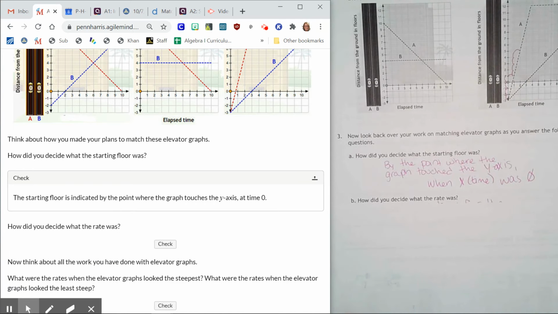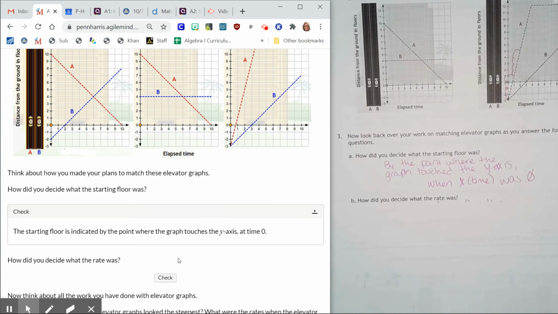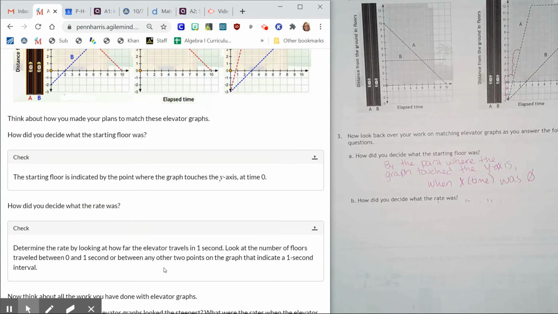The second question, guys, was how did we decide what the rate was? Okay, well, remember, I sat and I counted. I knew in 1 second, here's my 1 second, one space on the graph, it went up 1 floor before it was 1 second over. So we looked at the rise of the graph. They say we determined the rate by looking at how far the elevator traveled in 1 second compared to the number of floors in that second. Again, we looked at how far the elevators traveled in 1 second's worth of time.